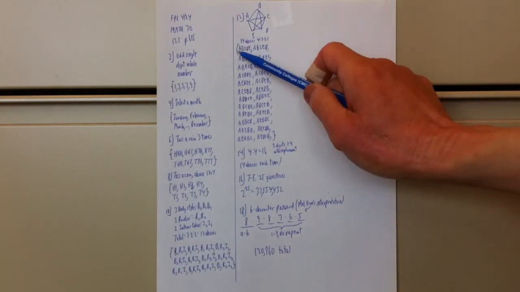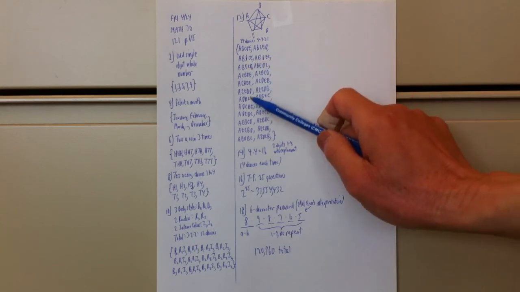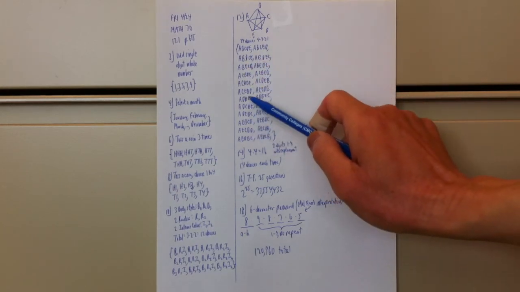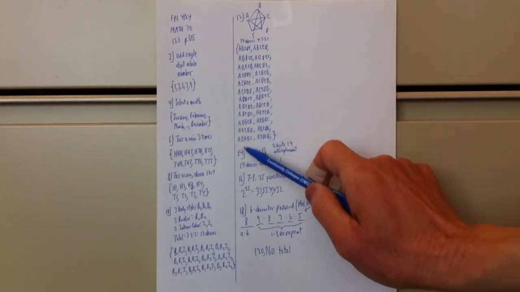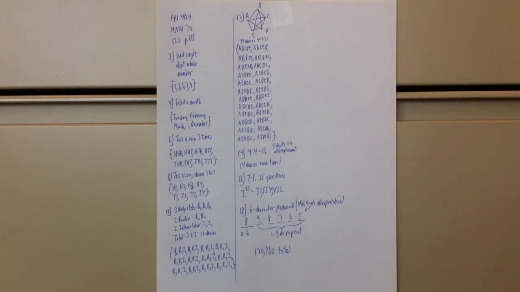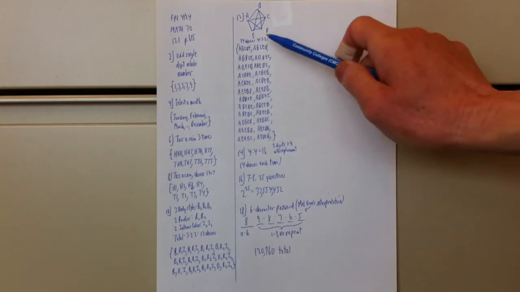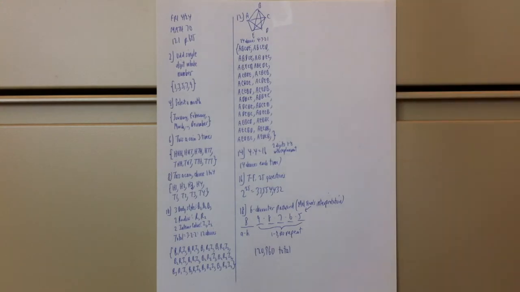And then B can come second, 6 ways. C can come second, 6 ways. D can come second, 6 ways. E can come second, 6 ways. Okay, and after that, you have 3 letters left. So we're down to 3 times 2 times 1. So that's what we have.